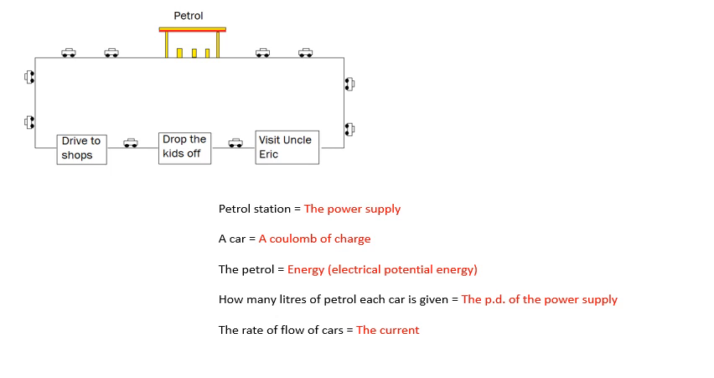Okay, the petrol station is the power supply. The petrol station gives chemical energy to the car. The power supply gives electrical potential energy to each coulomb. So a car represents a coulomb of charge. The petrol represents electrical potential energy. How many litres of petrol each car is given is the voltage of the power supply. And then the rate of flow of cars is the current.